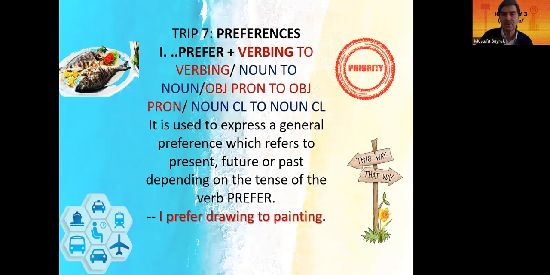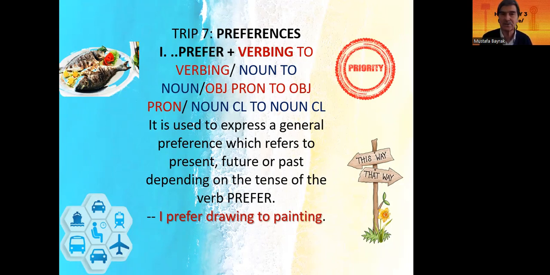Object pronoun to object pronoun. Okay, noun clause to noun clause. I prefer how I will do something to what I will do. Does it have a meaning? Yes, I think it has an opinion in it. Yes, I prefer how I will do something to why I will do or what I will do something. Yes, okay. It is used to express a general preference.